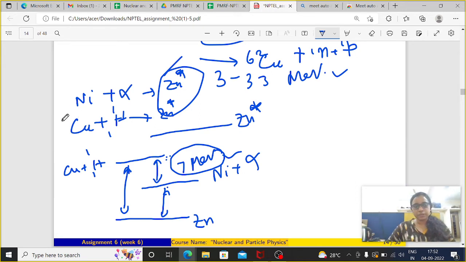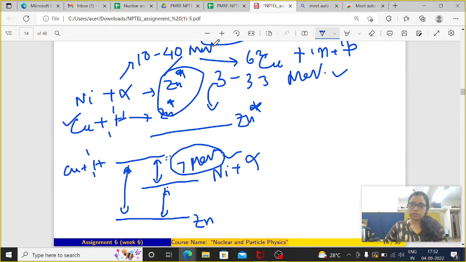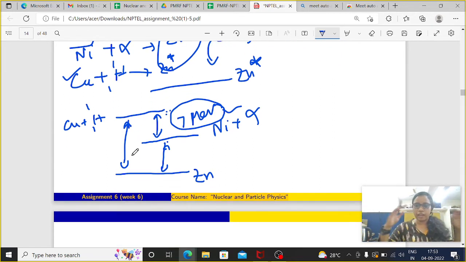And for copper plus proton, which gives Zn star, for this type of reaction, the energy needed for making the compound nucleus will be what? No, I think I have taken the reverse thing. It will be 3 to 33 for this, and 3 to 33 plus 7, like 10 to 40 MeV for that, something like that. It's a range of energies. So that means basically the energy difference is 7 MeV, and we have to give 7 MeV more for the first process, and for the second process we need 7 MeV less. So this type of calculation is there, and they have made these experiments very well, so that it will form Zn star.